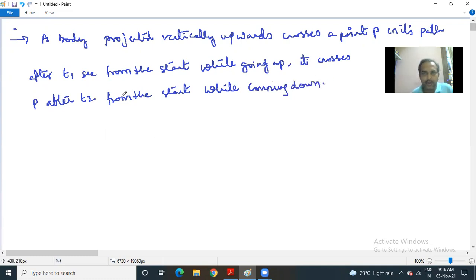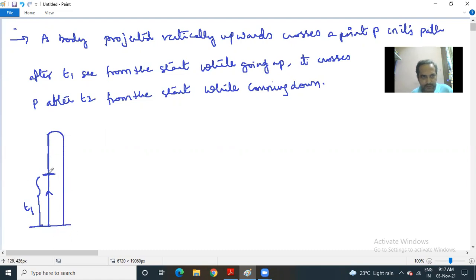Now, related to this sentence, let us try to draw the diagram. So this is the ground, body thrown vertically up. Say this is point P in its path. This point P is crossed in t1 seconds while going upwards. So don't think that it is stopped. It continues its motion further. Actually, it comes back along the same path, but for the sake of understanding, in general, we draw like this.